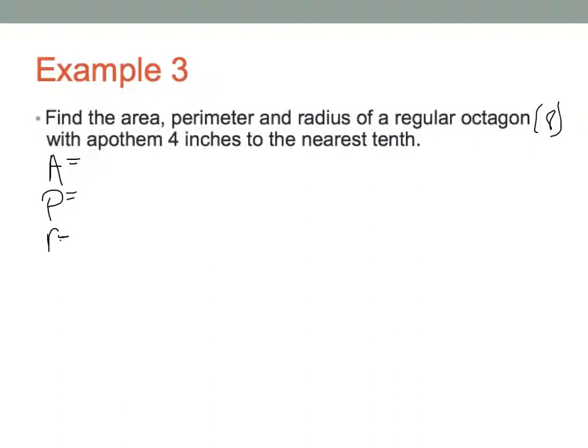Okay, so I'm not going to draw the whole octagon. I'm just going to draw one of their angles here like I usually do. And I'll find the center, draw one apothem, and draw one radius. Okay, I'm given the apothem is 4 inches. Okay, it would be great for me to find a side, and let's get started on that.